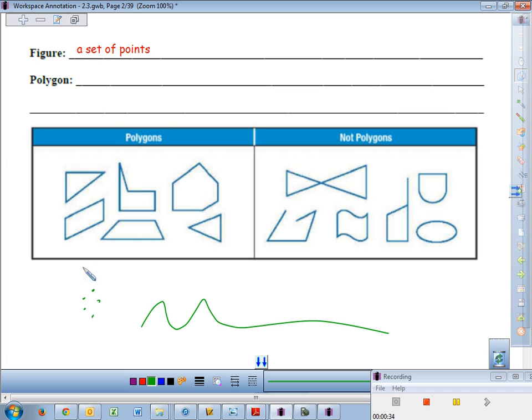There's a figure right there. It's a set of points. Right? Anything that you can think of is a figure. Set of points. A polygon, however, is this.